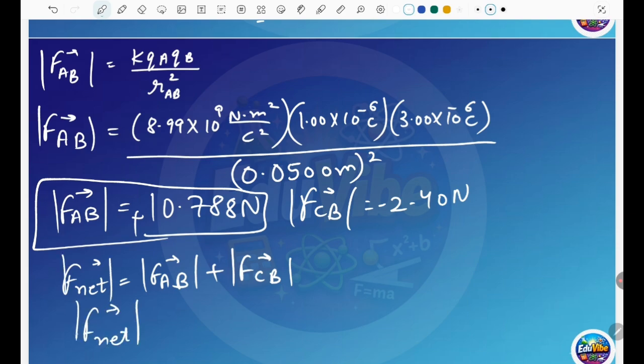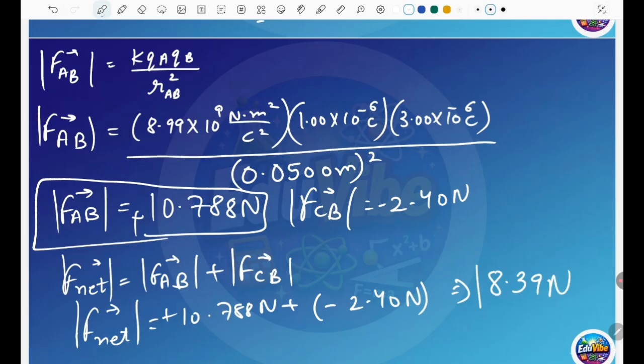So this is equal to 10.788 newtons plus negative 2.40 newtons, and we get about 8.39 newtons in positive. This means the net force is in the left direction. So this is a simple kind of question. We have the C to B force, and we have to find the A to B force. When we find that, we find the net force.